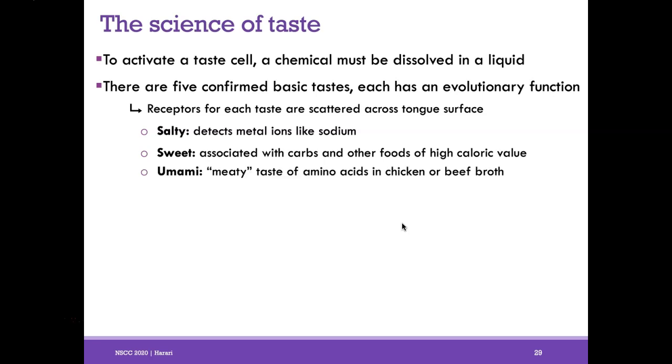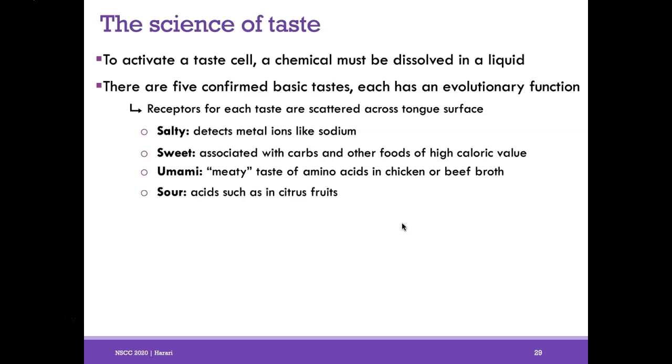Umami is the meaty taste that's associated with sometimes soy sauce or meats, or tomato, which has a lot of umami. So it's really produced by amino acids. And that's like a mushroomy taste; some kinds of Parmesan cheese have a lot of umami. This is thought to motivate protein intake, since this is the taste of certain amino acids. So it's inspiring us to eat more protein.